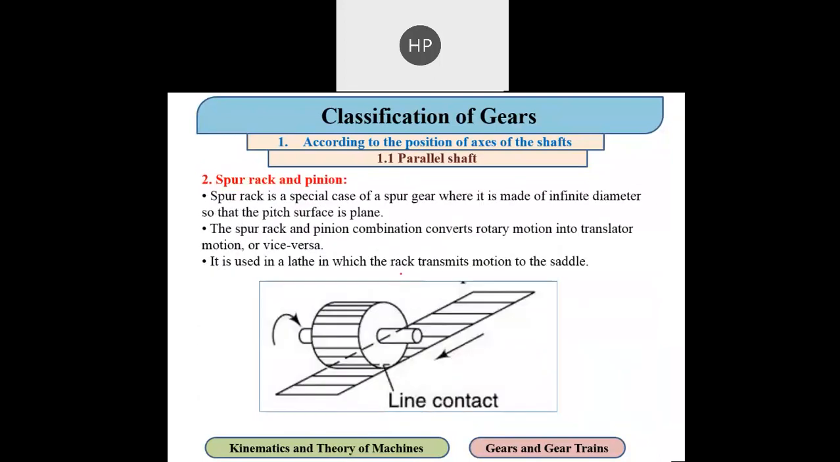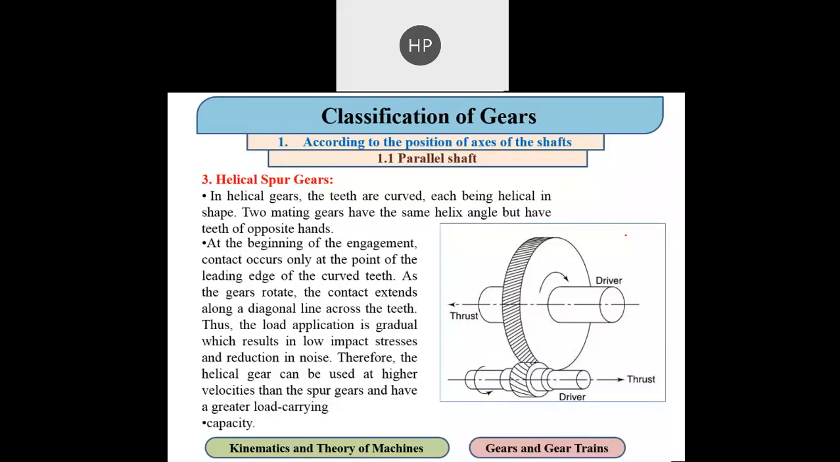Then the second category is the rack and pinion. In that, one of the gears has an infinite diameter, so it becomes flat. Instead of being round, it becomes flat. So this is the rack and pinion. And why is it used? It is used to convert rotary motion into translatory motion, as well as translatory motion into rotary motion.